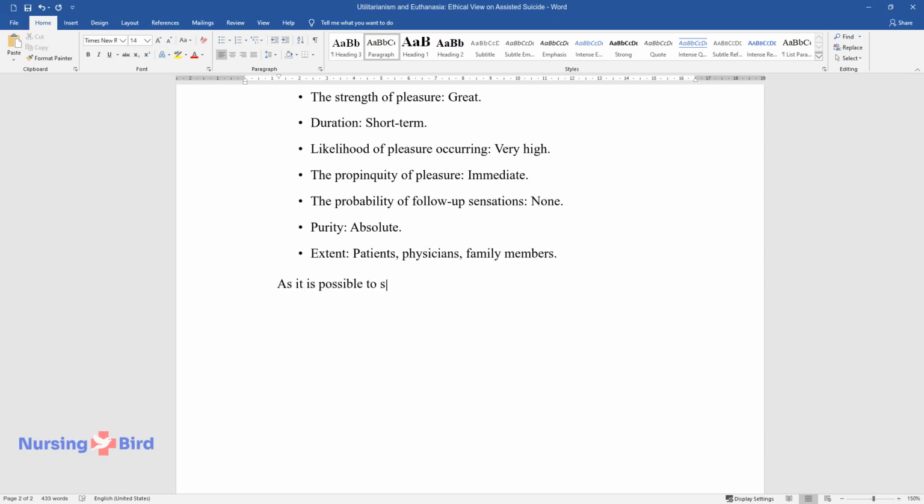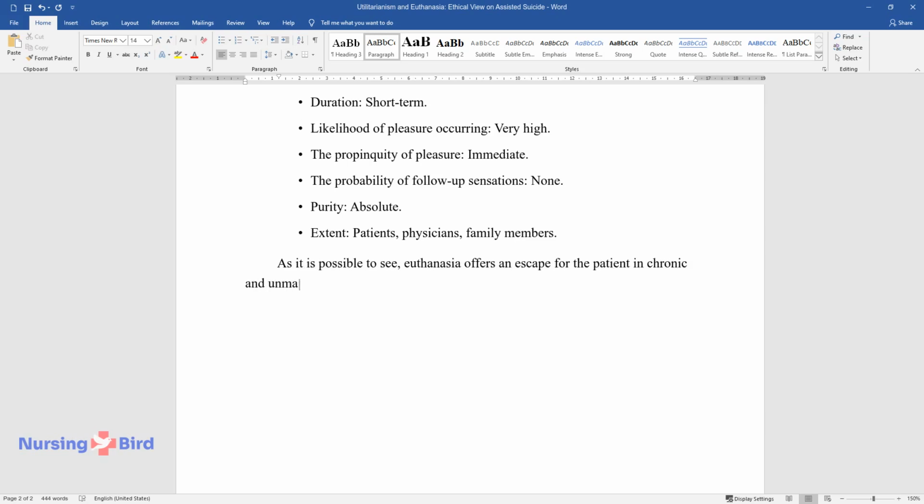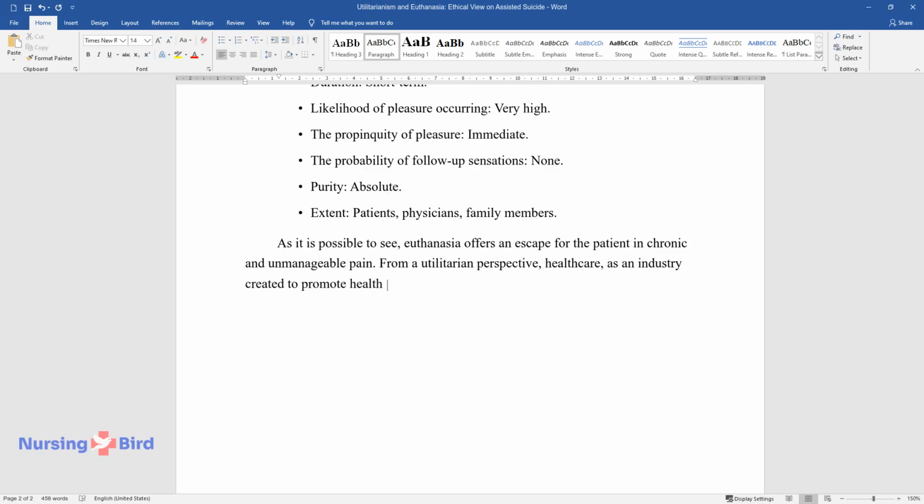As it is possible to see, euthanasia offers an escape for the patient in chronic and unmanageable pain. From a utilitarian perspective, healthcare, as an industry created to promote health and minimize suffering, should endorse euthanasia.